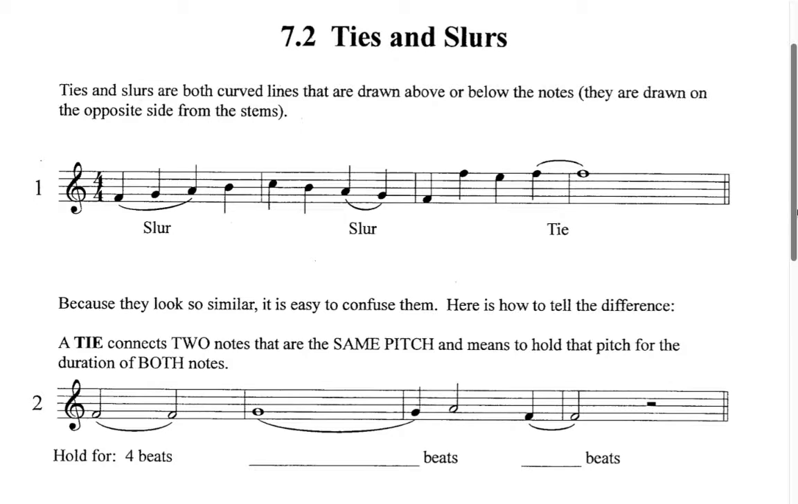Ties and slurs. Ties and slurs are both curved lines that are drawn above or below the notes. Because they look so familiar, it is easy to confuse them. Here's how to tell the difference. A tie connects 2 notes that are on the same pitch. It means to hold that pitch for the duration of both notes.